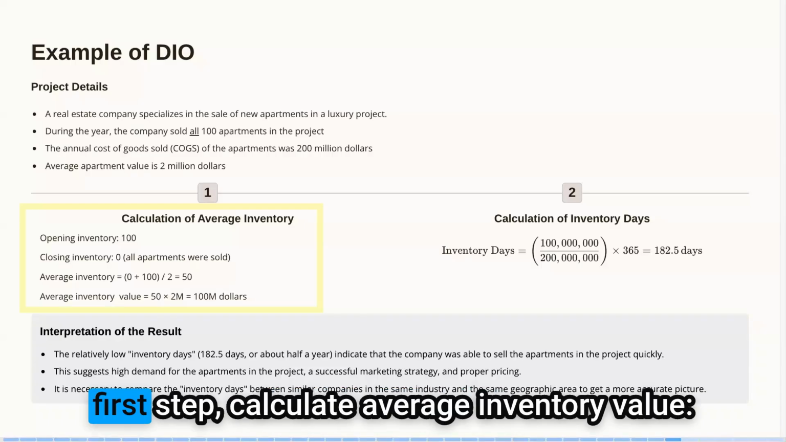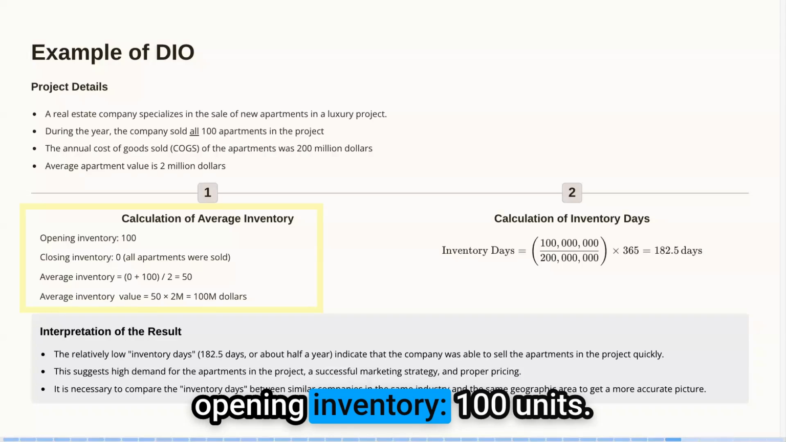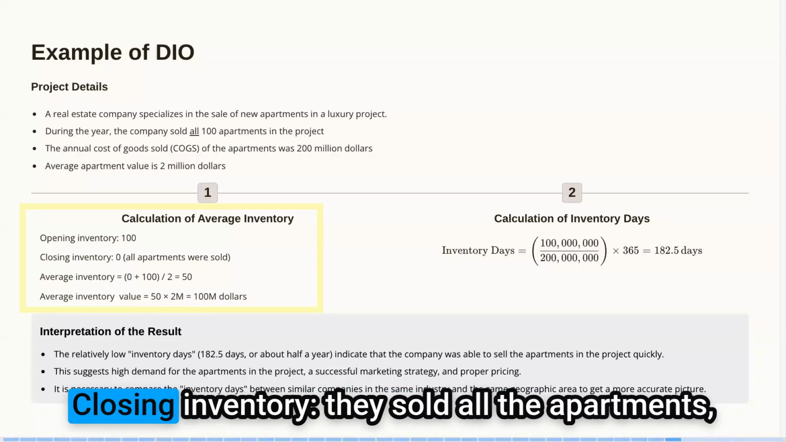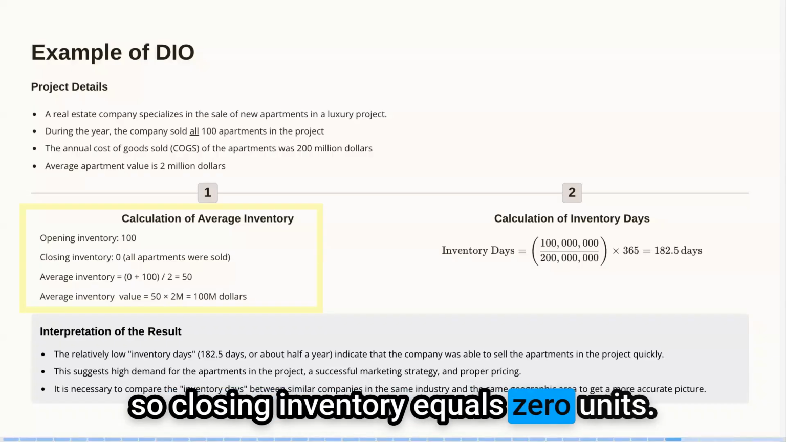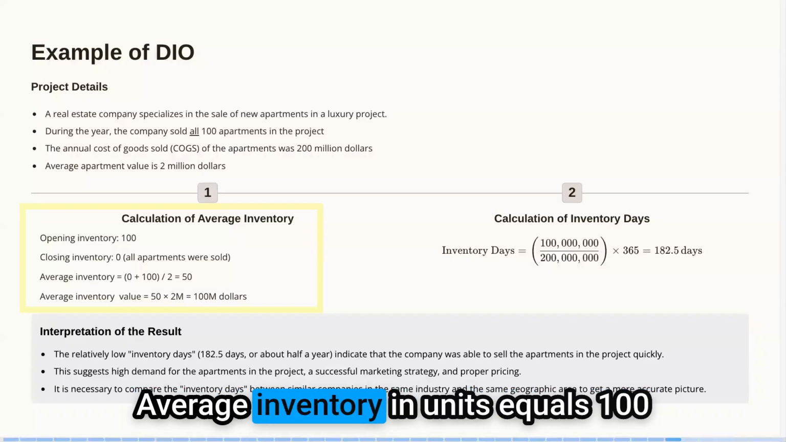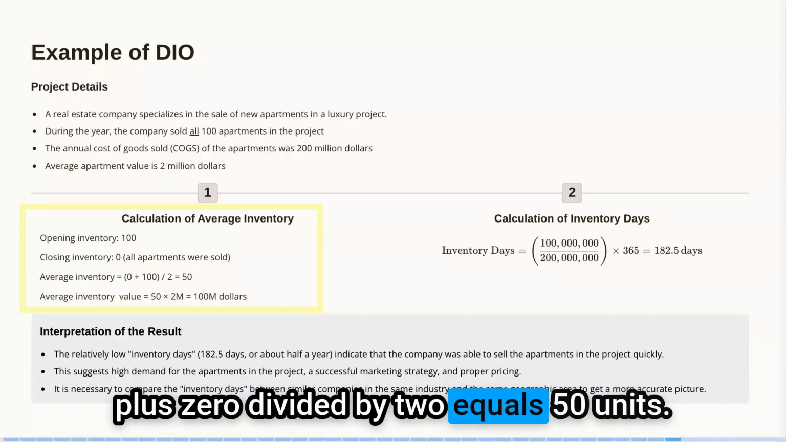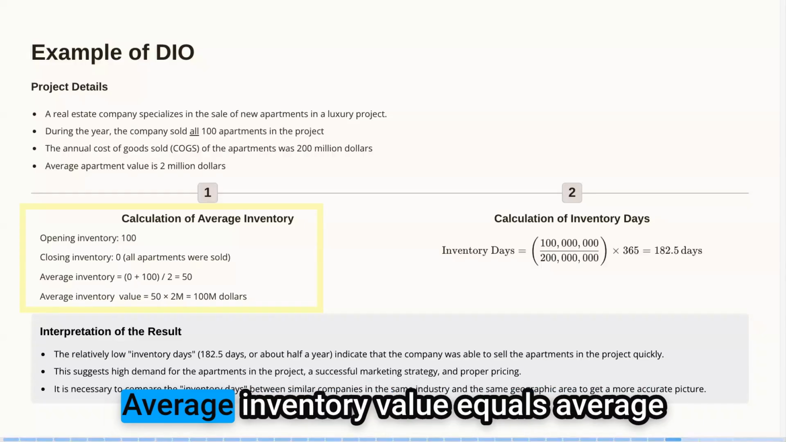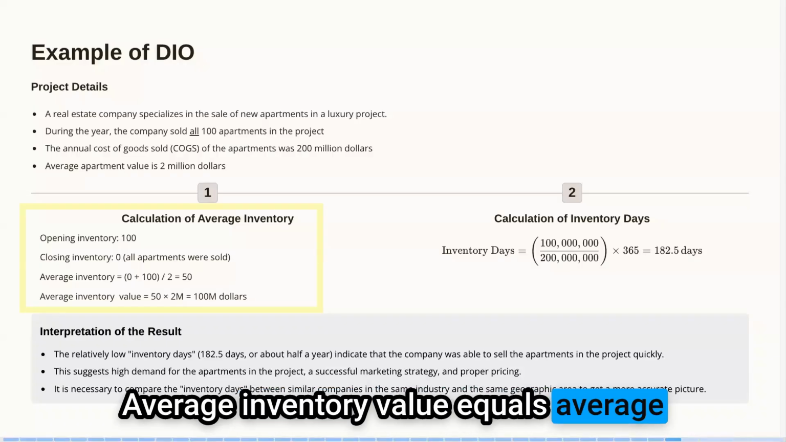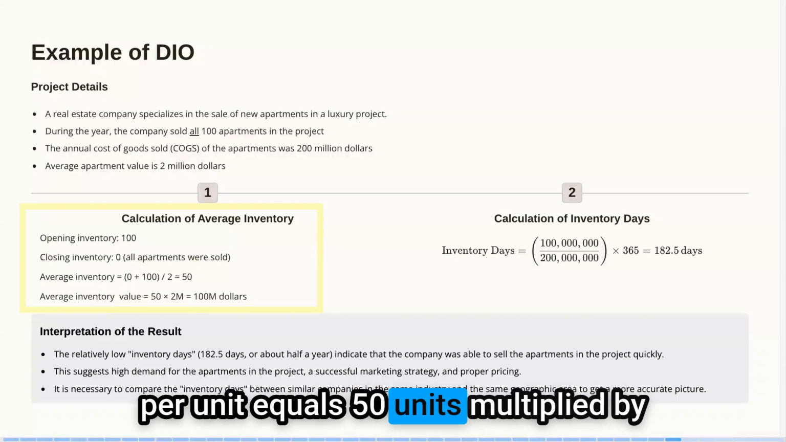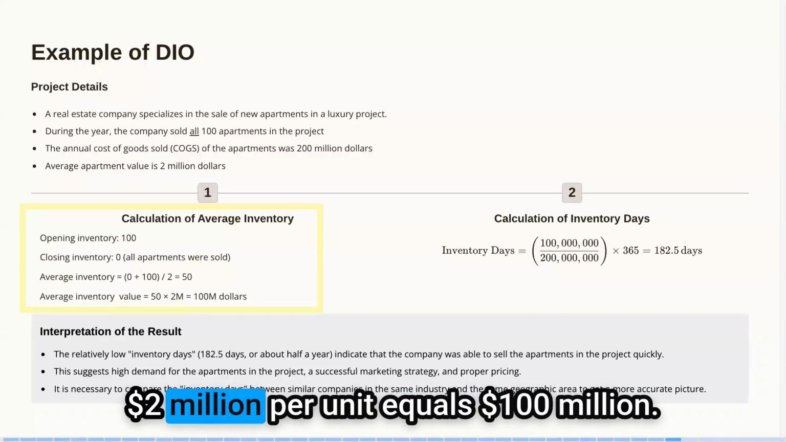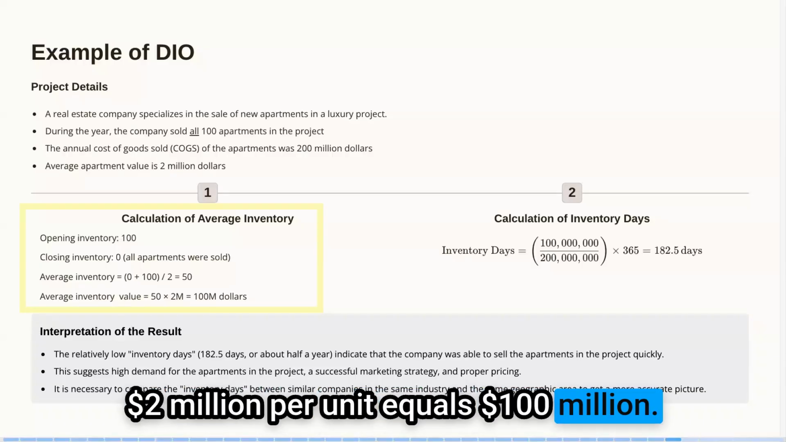Calculation steps. First step, calculate average inventory value. Opening inventory: 100 units. Closing inventory: they sold all the apartments, so closing inventory equals 0 units. Average inventory in units equals 100 plus 0 divided by 2 equals 50 units. Average inventory value equals average inventory units multiplied by average cost per unit, equals 50 units multiplied by $2 million per unit, equals $100 million.